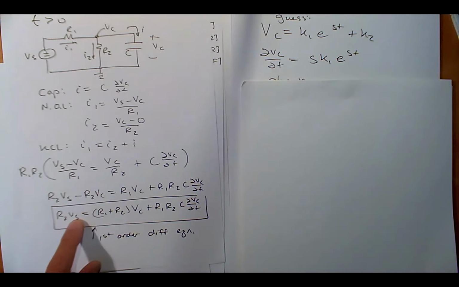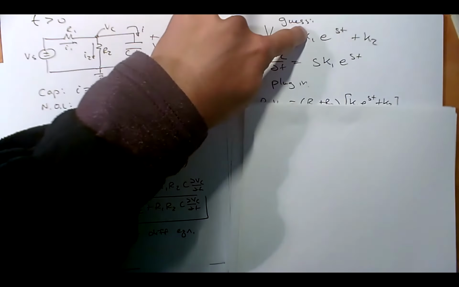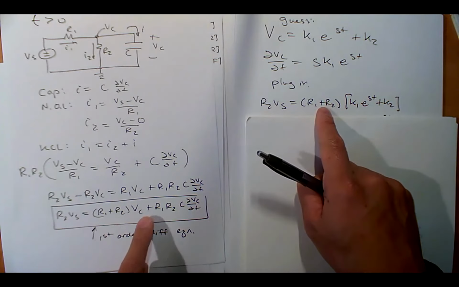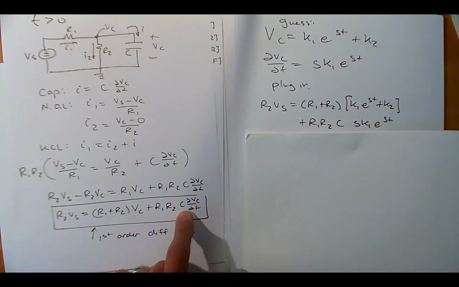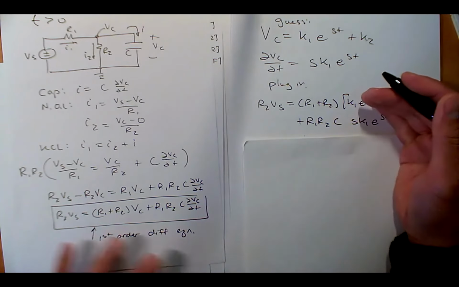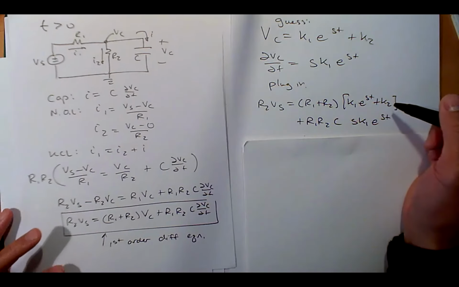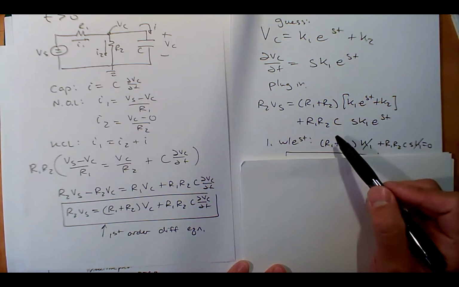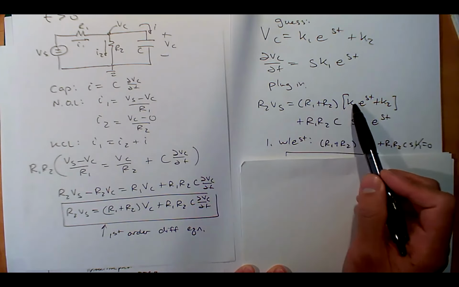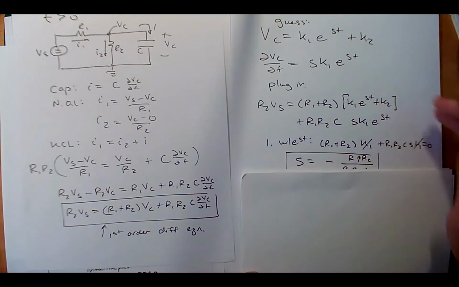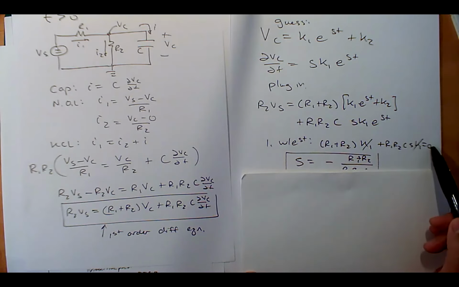So we're going to get R2 VS equals R1 plus R2 times this K1 e to the st plus K2. Good. And then plus R1 R2 C times the derivative. Excellent. Again, what do we need to do? We need to separate out the e to the st terms and the non-e to the st terms. With the e to the st terms, we have R1 plus R2 times K1, plus R1 R2 C s K1, and this equals 0. Great.